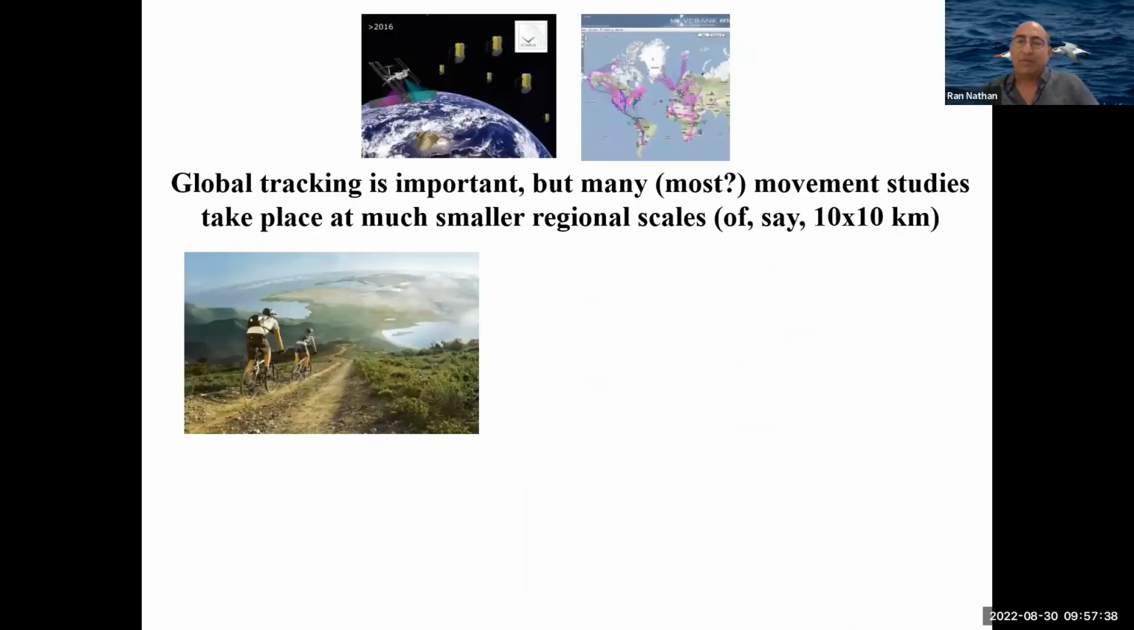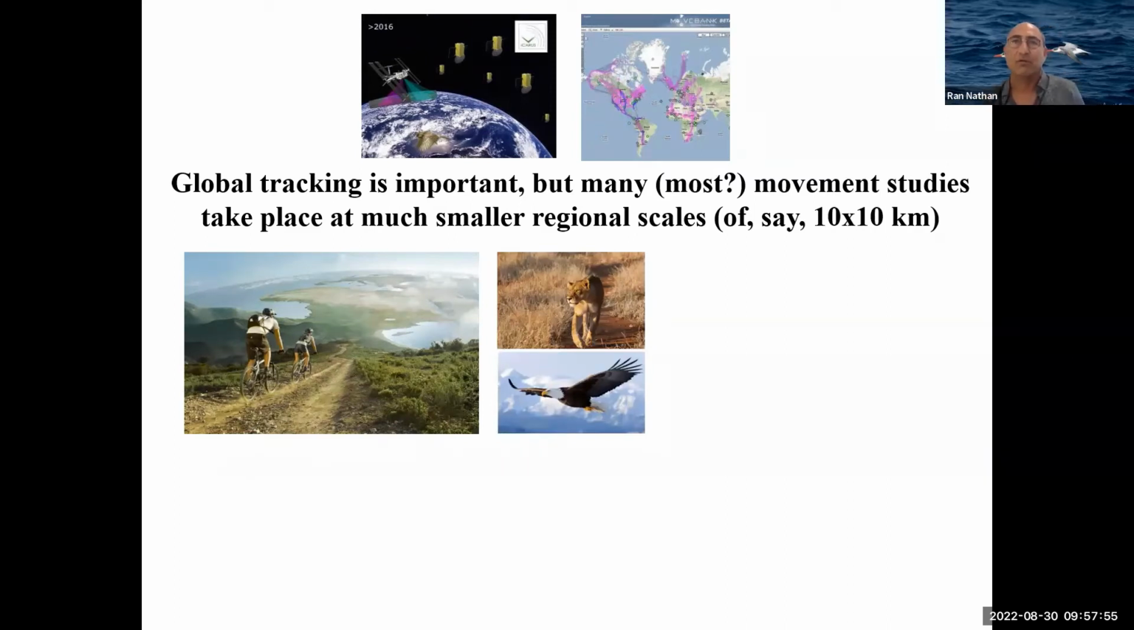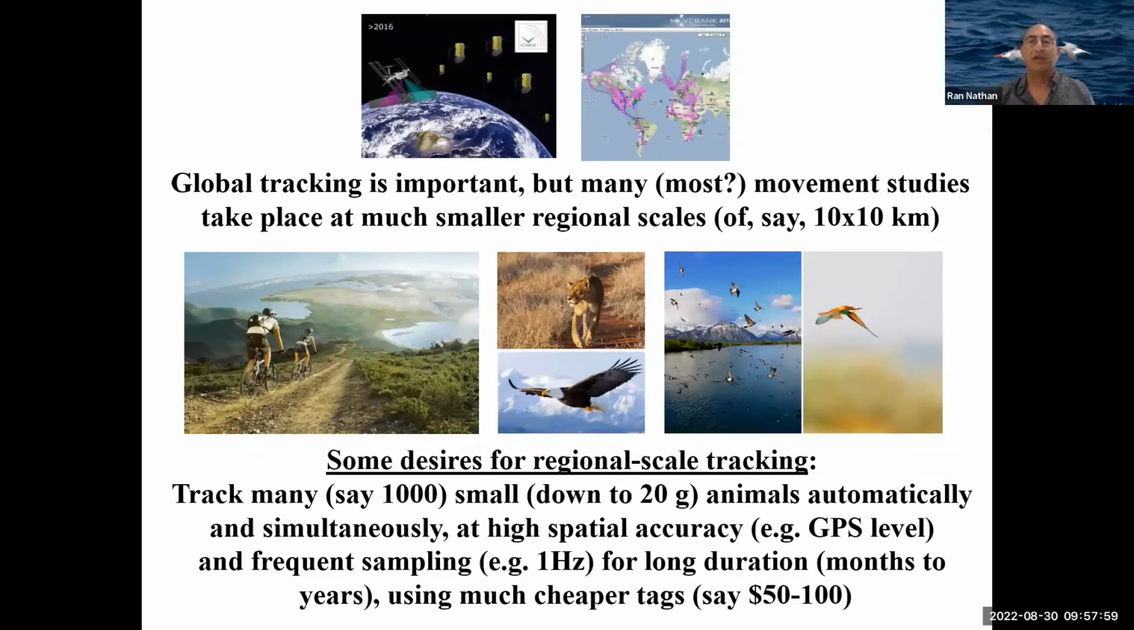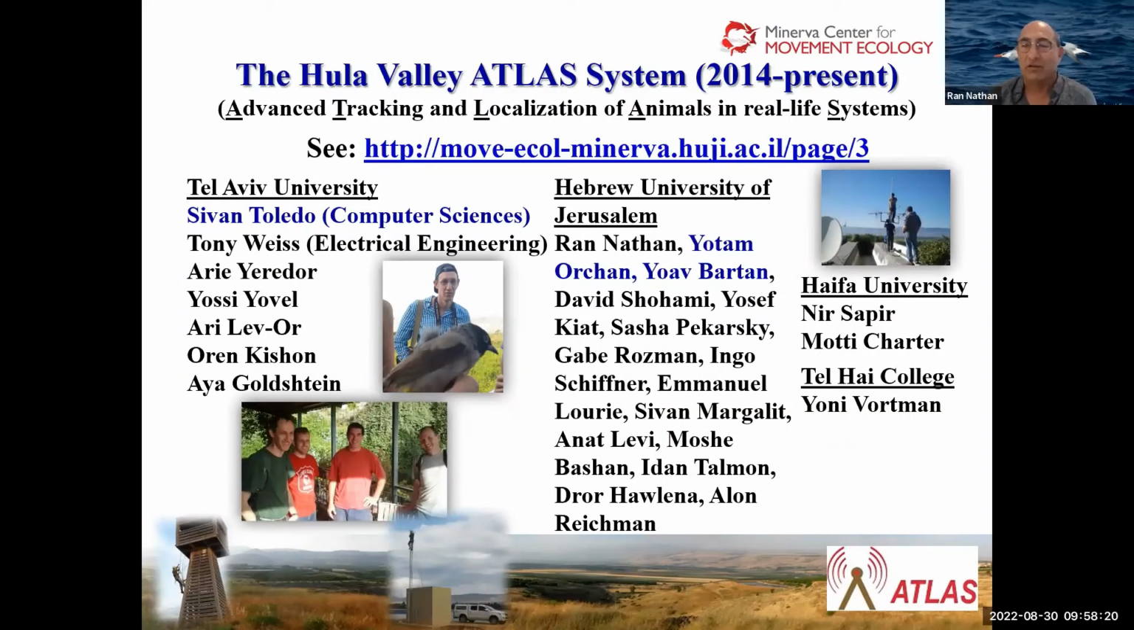So the idea to develop this system in terrestrial ecosystems was to find an alternative to GPS that will work on smaller scales and will be more efficient, allowing tracking of smaller individuals and many of them simultaneously at high spatial accuracy and frequent sampling for long durations, and to get the price down by 2 orders of magnitude compared to GPS stars. This sounds like a dream, but with a partner like Sivan Toledo from Tel Aviv University, he made it possible through this collaboration under the Minerva Center of Movement Ecology.